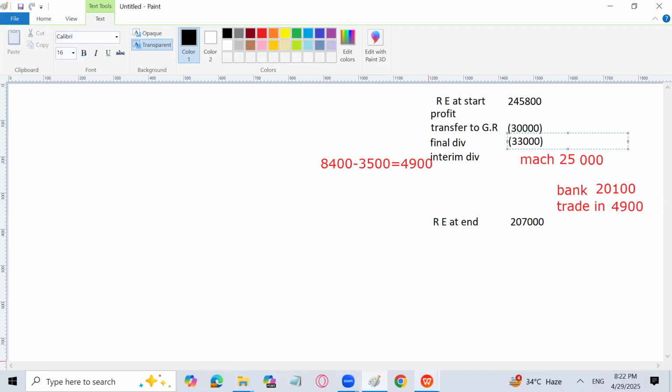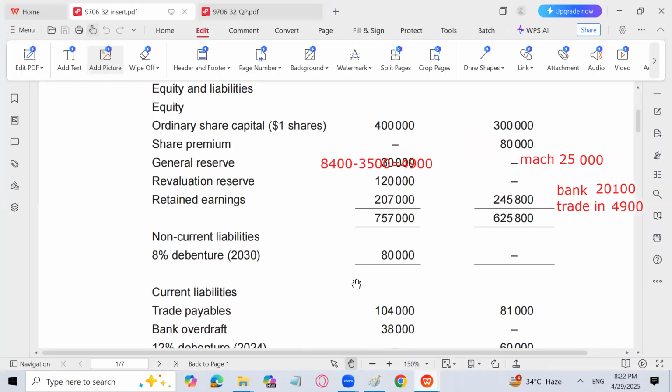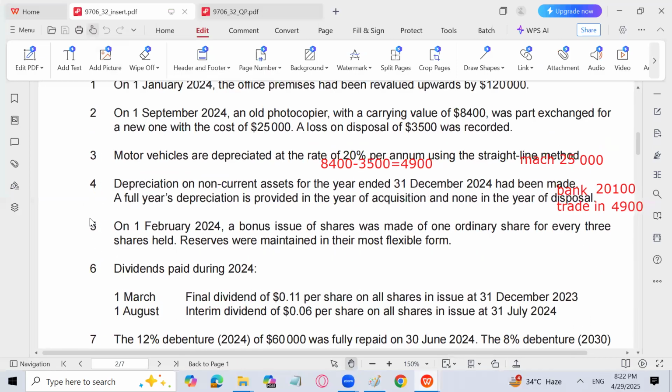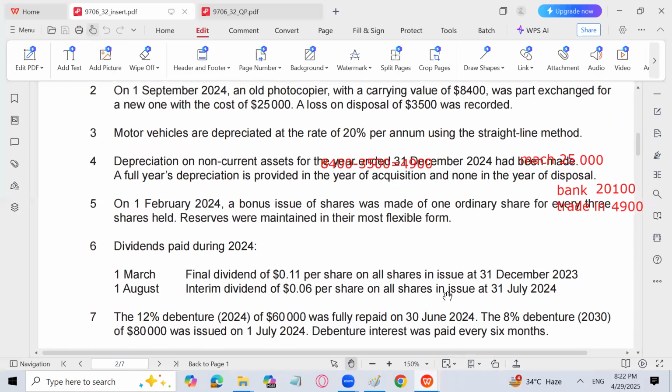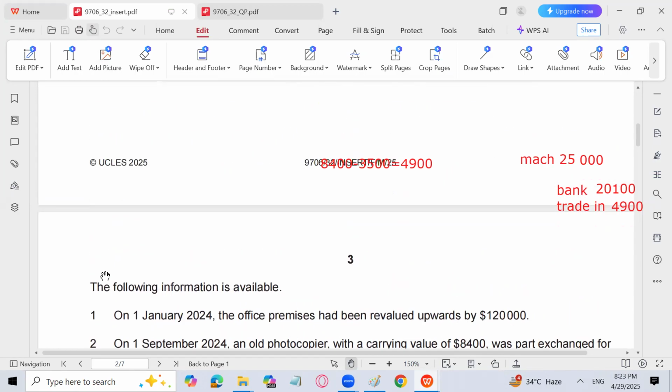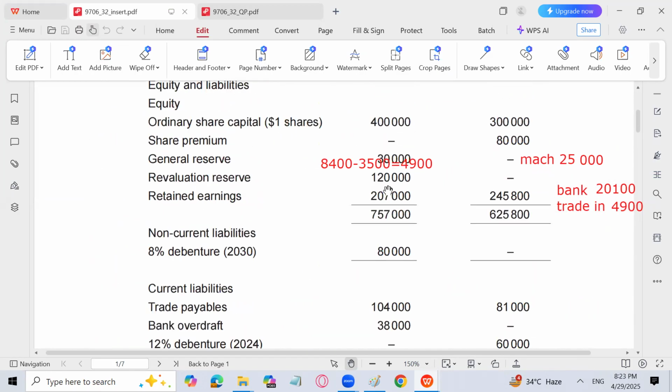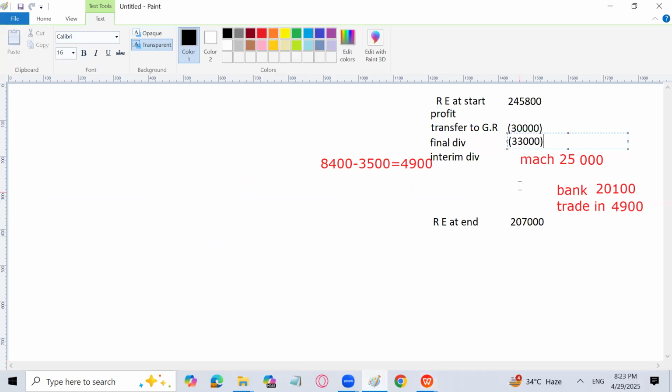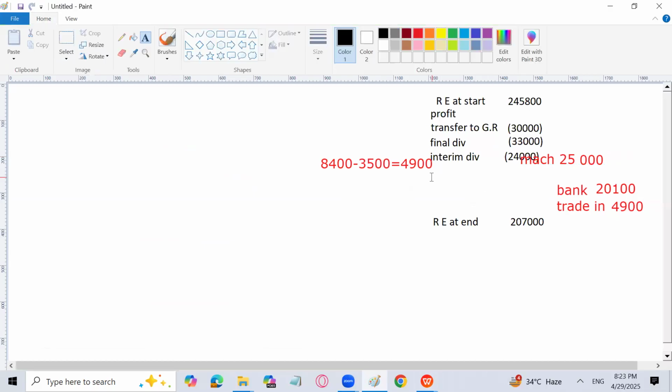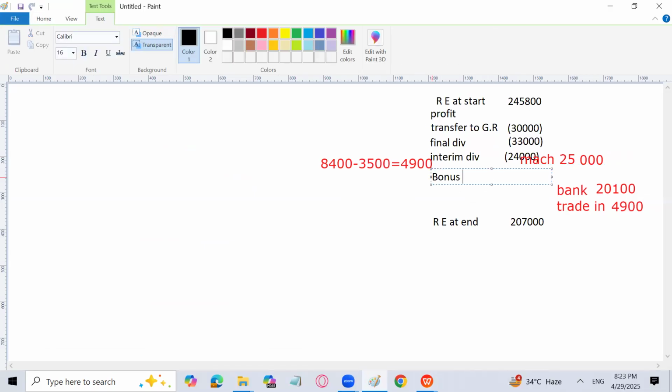Now, the interim dividend is calculated at the rate of 0.06 per share on all shares in issue at 31st July 2024. So these shares include the bonus shares also. The bonus shares are 1 lakh. So 4 lakh into 0.06, that amount will become 24,000. So I will subtract 24,000 from this. And then we are supposed to subtract the bonus shares, which will be taken out of retained earnings.